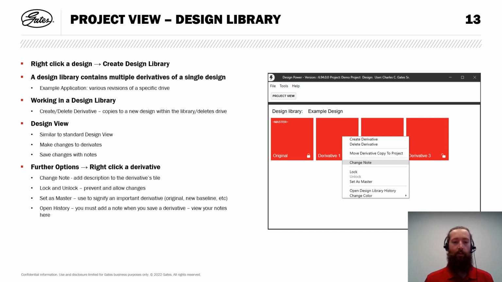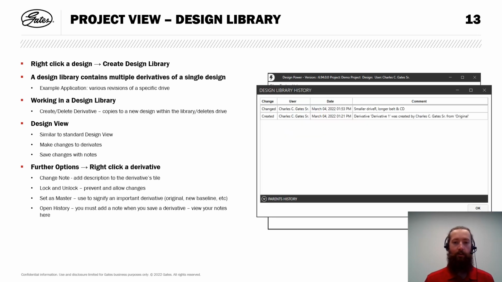You can also open the history of your design library, seeing as you must add a note when you save a derivative. All of your notes are shown here. So you can see my note of smaller driver, longer belt, and center distance up there, along with when the changes were made and who made them.